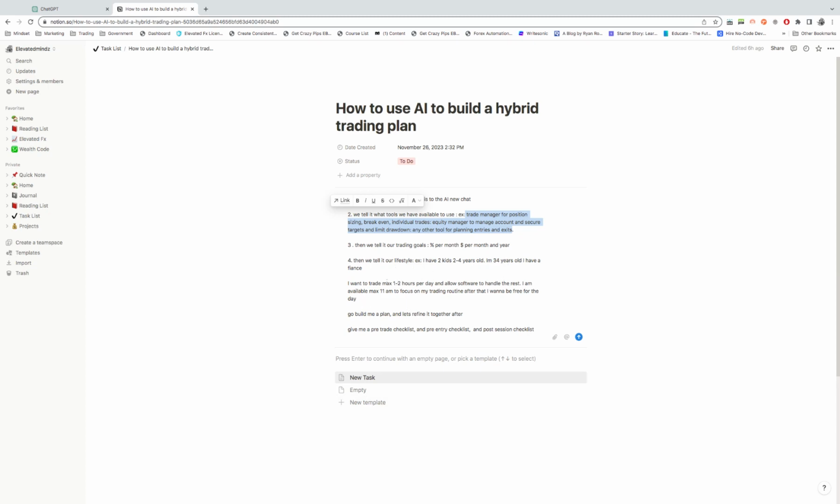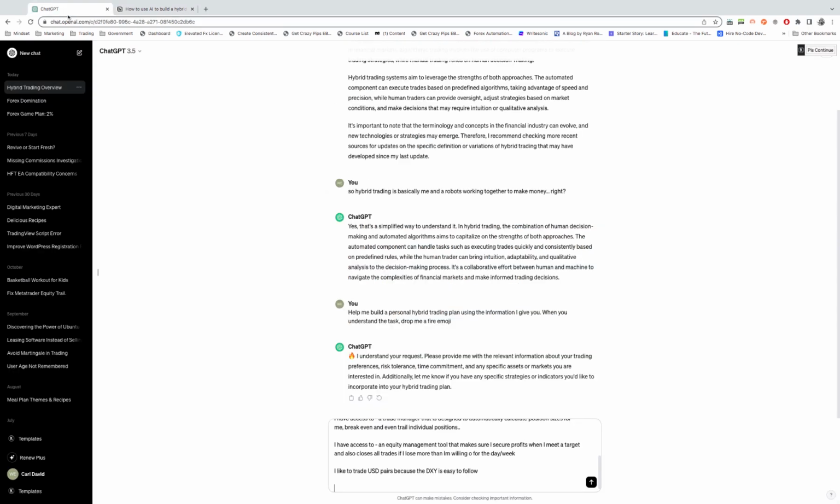Okay. All right. Then I want to make sure I tell it my goals. I want to make 1 to 2% per week using this system, and I'm pretty conservative, so I probably will risk 0.0625% to 0.25% max per trade.